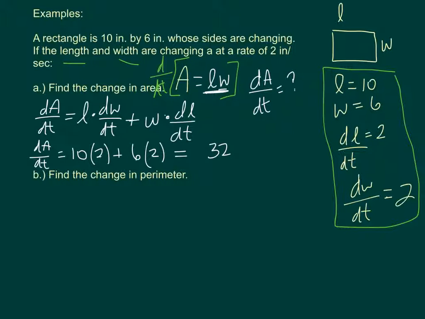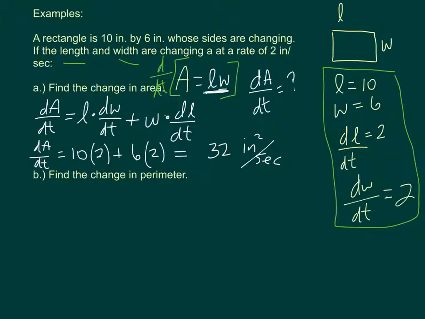Now let's think about what this is going to look like. Let's get the right units on here. Our area, well, area is in square units. So our change in area is going to be 32 inches squared. In this case, per second, because they give us that as our change in time. Just like this.